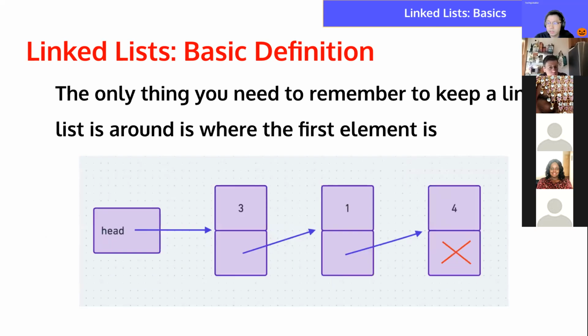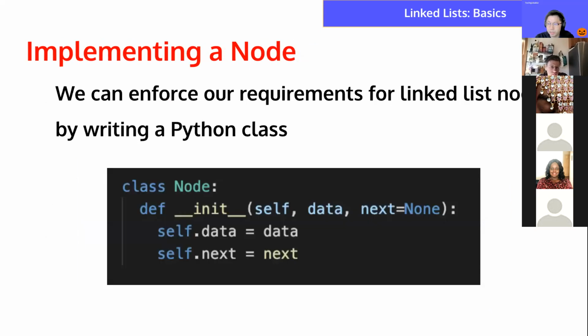The only other thing you need to keep a linked list is to remember where the first element is. So you need a helper variable or data that points to the first element. In terms of implementing a node using a class, you can implement it this way. This is just using Python, but you can imagine it implemented in the language of your choice. You would have data and next passed into initialization, so you can keep track of those two components of a node.